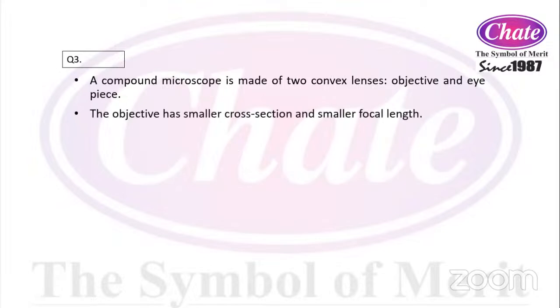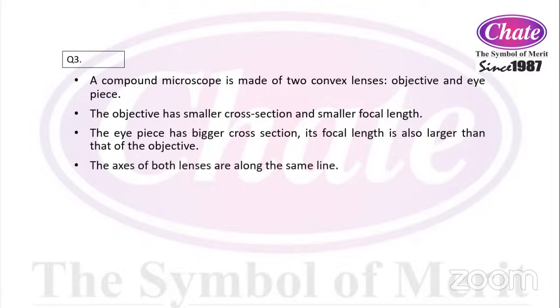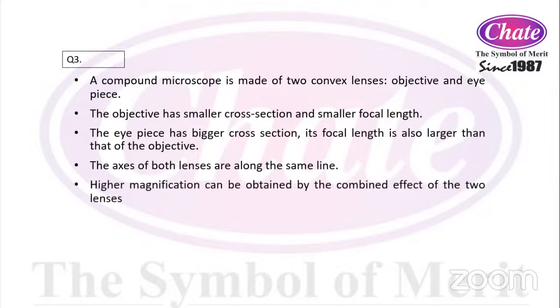कंपाउंड माइक्रोस्कोप कैसे बनाया जाता है अब यूजिंग द 2 कॉन्वेक्स लेंसेज, ऑब्जेक्टिव एंड आईपीस. ऑब्जेक्टिव हैज अ स्मॉलर क्रॉस सेक्शन and smaller focal length. Eyepiece has a bigger cross section and the focal length is also large. The axis of both lenses are along the same line. तो उसके principal axis दोनों के same line पे.